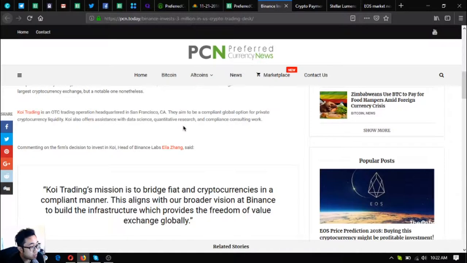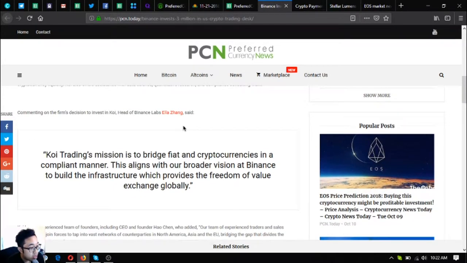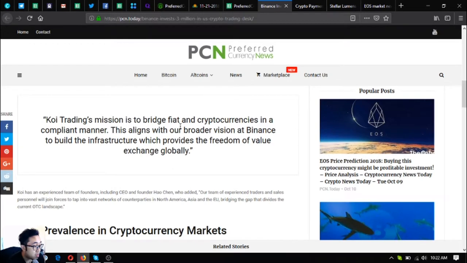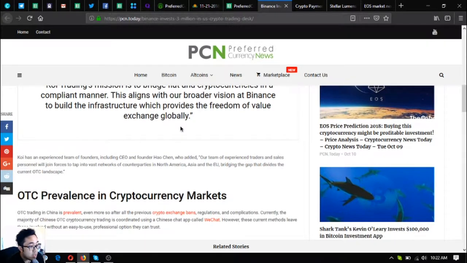Commenting on the firm's decision to invest in Koi, head of Binance Labs, Alan Zhang, said, Koi Trading's mission is to bridge fiat and cryptocurrencies in a compliant manner. This aligns with Binance's broader vision to build the infrastructure which provides the freedom of value exchange globally. Koi has an experienced team of founders, including CEO and founder Hao Chen, who added, our team of experienced traders and sales personnel will join forces to tap into vast networks of counterparties in North America, Asia, and the EU, bridging the gap that divides the current OTC landscape.